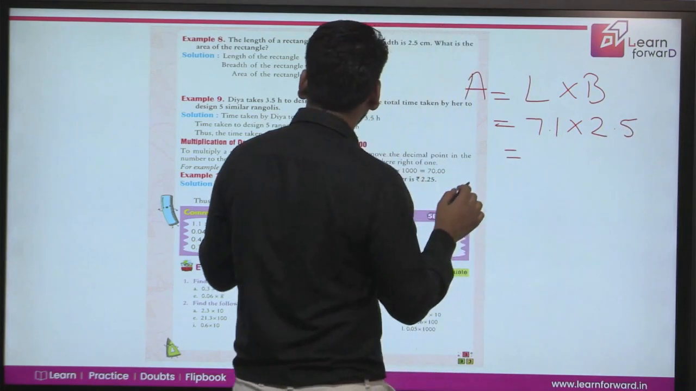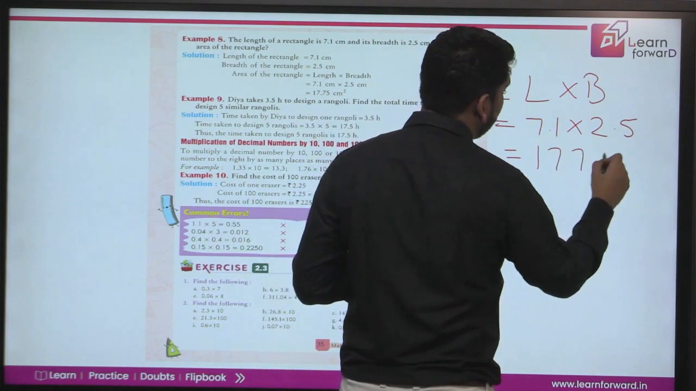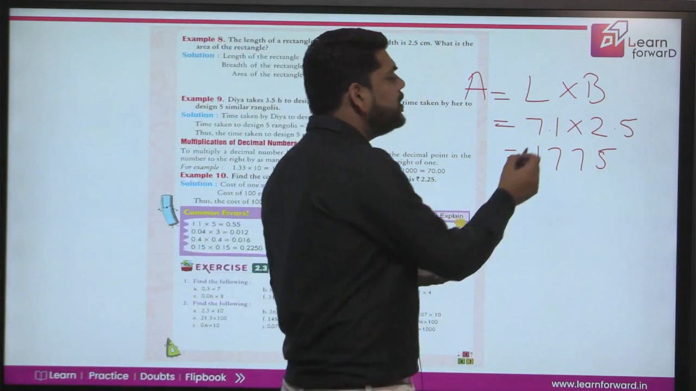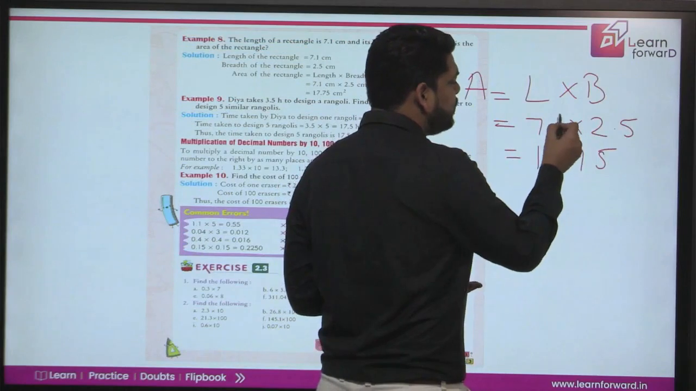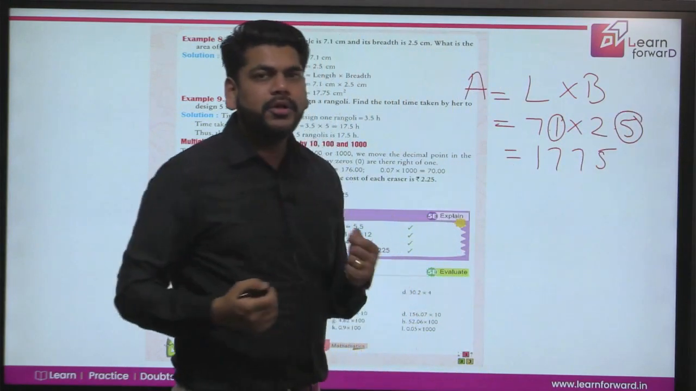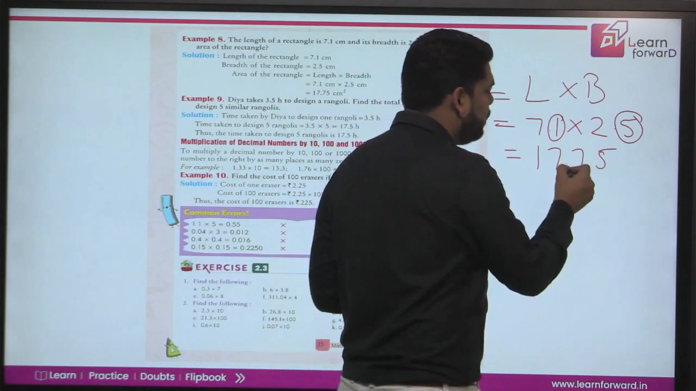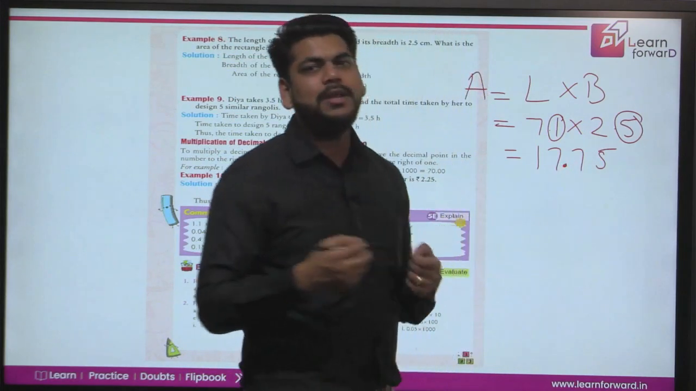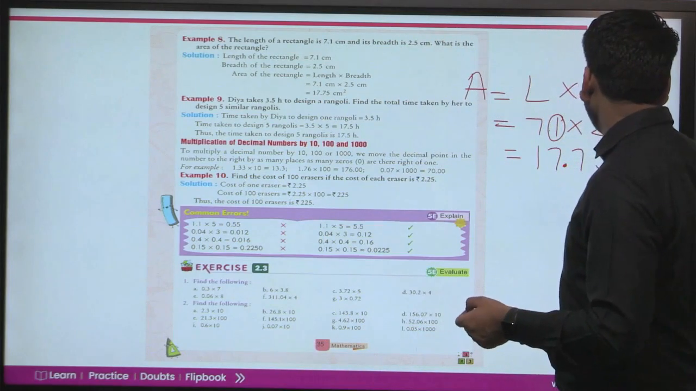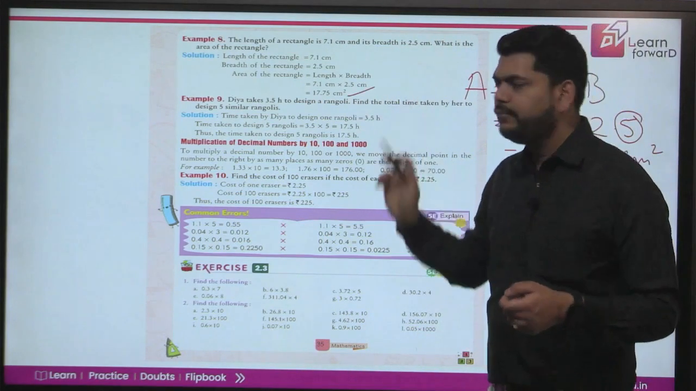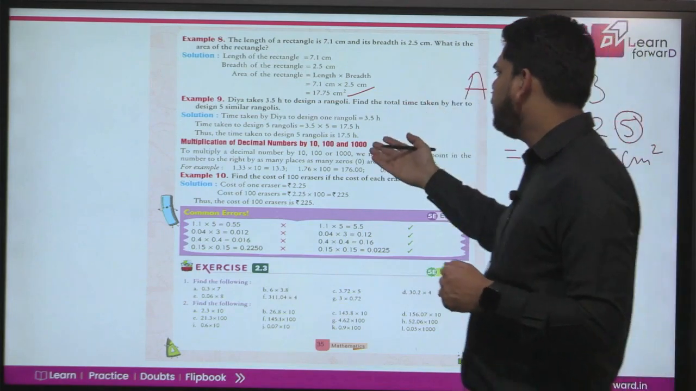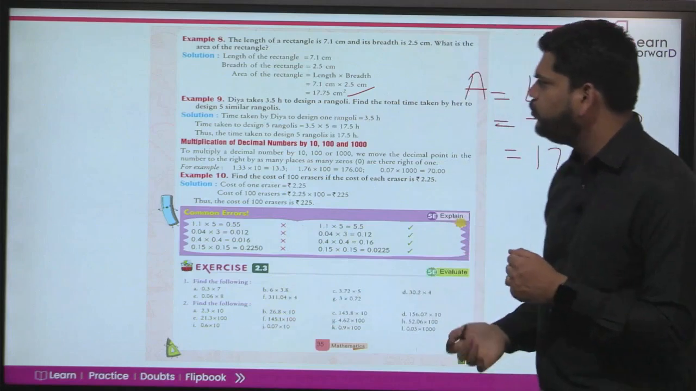The answer which we are getting is 1775. But these are decimal numbers. So how many numbers are there after the decimal? 1 and here one more. That means 2. So we'll put the decimal exactly before two numbers. The answer will be 17.75. Since it's an area, the unit will be centimeter square. Fine? Great. So again you can do example 9. It's the same kind of similar question.